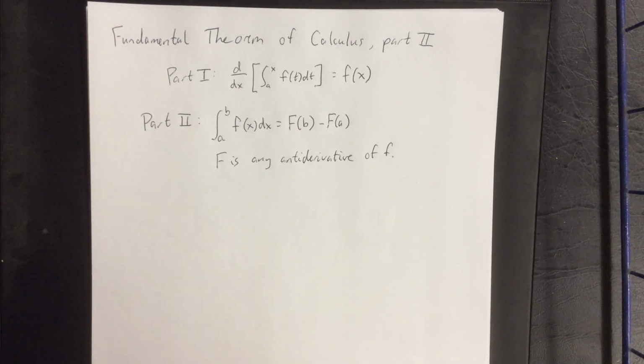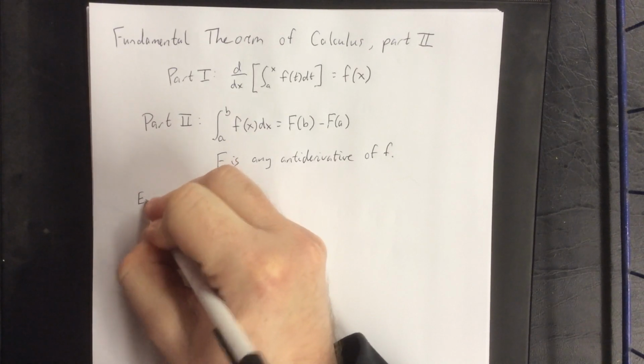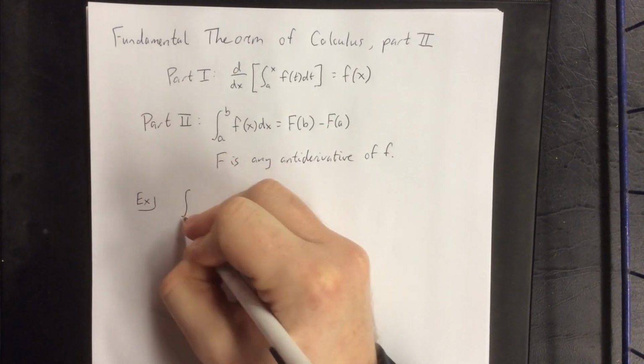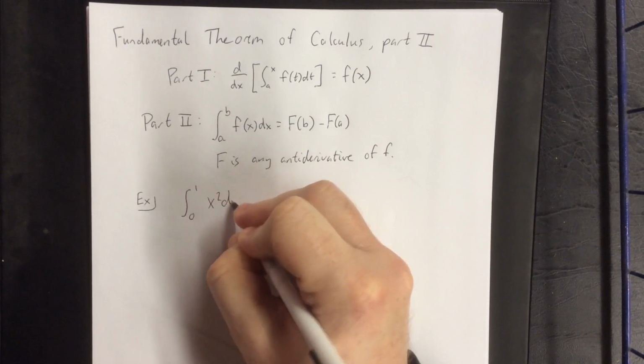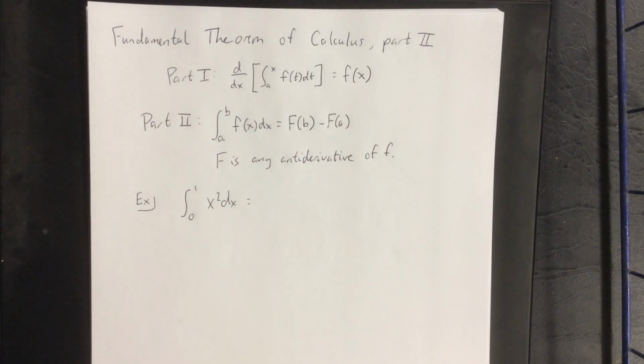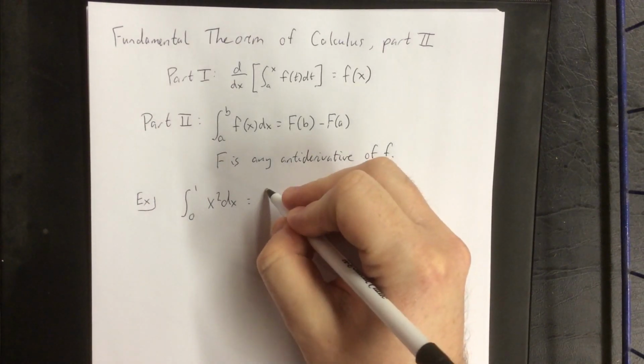Now, something that we've investigated a couple times throughout these videos has been the area that lies between 0 and 1 of x squared dx. We estimated this using finite values of n. We evaluated this as a Riemann sum. And now we're going to use the fundamental theorem of calculus part 2 for this.